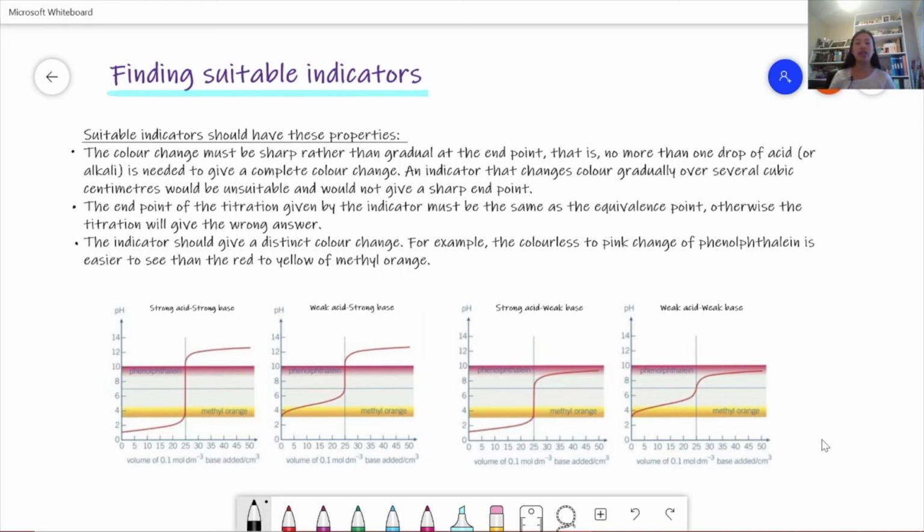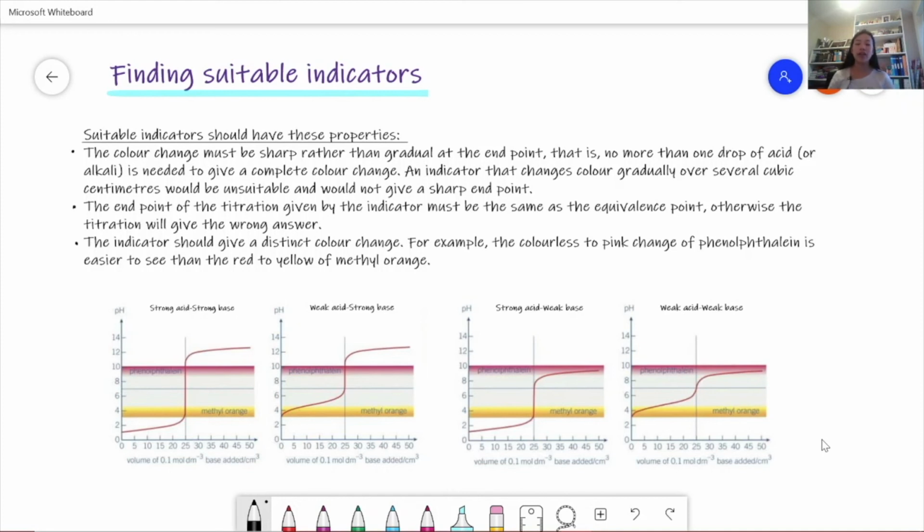Secondly, the endpoint of the titration given by the indicator must be the same as the equivalence point, otherwise the titration will give the wrong answer. So the endpoint is the volume of acid or alkali that you've added before the colour changes, and the equivalence point is how much acid or alkali has been added so that it has been neutralized. And so these two should be the same. Thirdly, the indicator should give a distinct color change. So for example, the colorless to pink change of phenolphthalein is easier to see than the red to yellow of methyl orange.